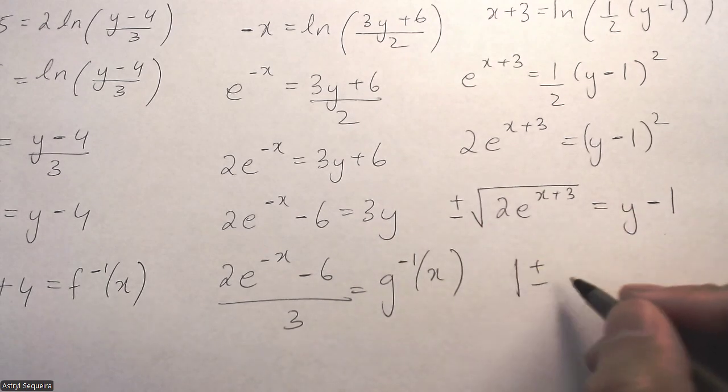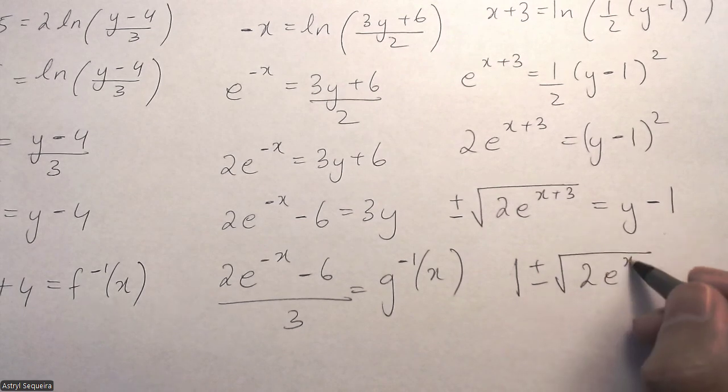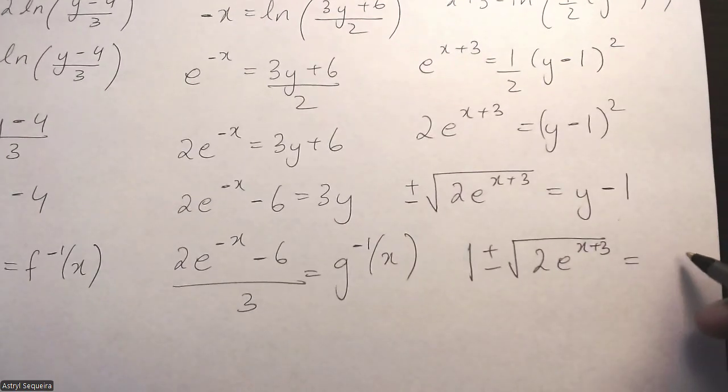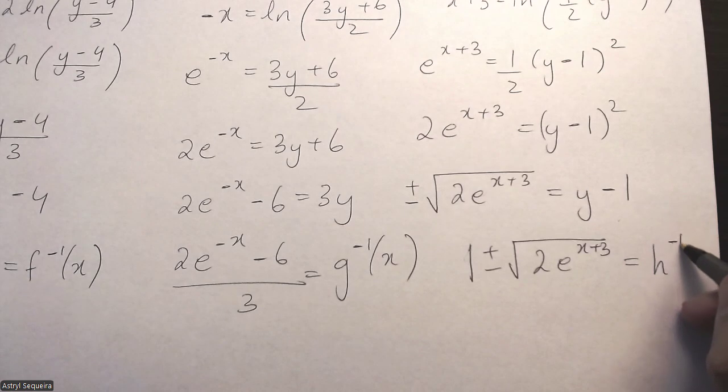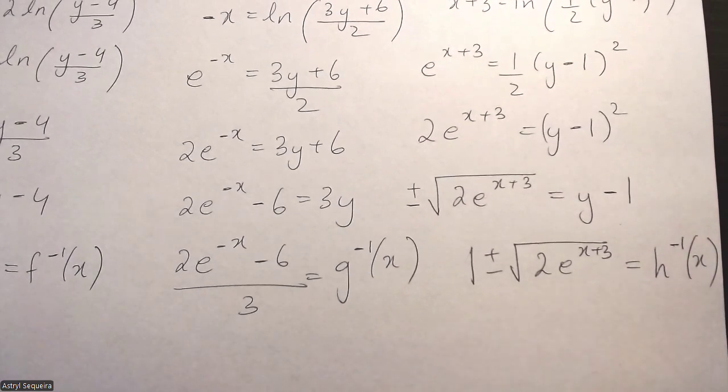I'm just going to write it in the front because it's a bit more neat like that, but you could write it after the square root as well, and there's no difference. And then I'll just rewrite this as h inverse of x, and that's my final solution for this question.